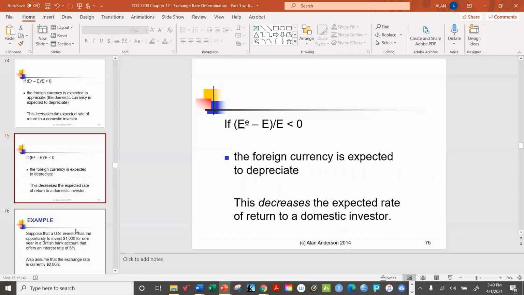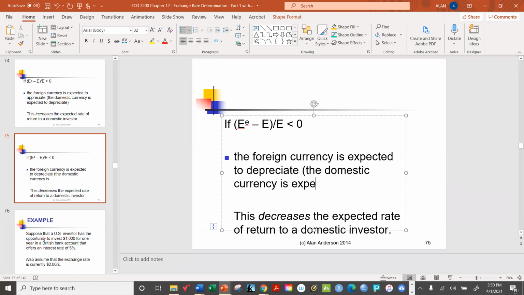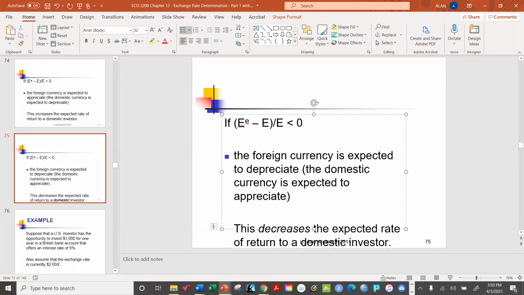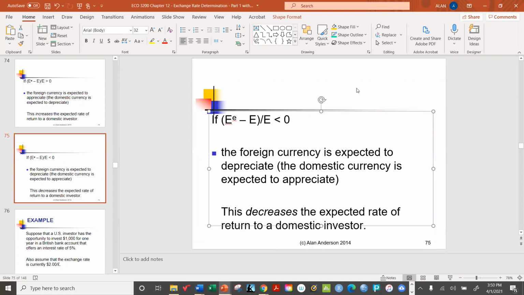In this case, the foreign currency is expected to depreciate, or in other words, the domestic currency or the dollar is expected to appreciate. That, as we'll see, will actually reduce the return to holding the foreign currency. So when you're buying a foreign currency, you're actually hoping that the dollar will get weaker. If it does, it'll increase your rate of return. If it doesn't, you could end up being worse off than if you'd held dollars in the first place.